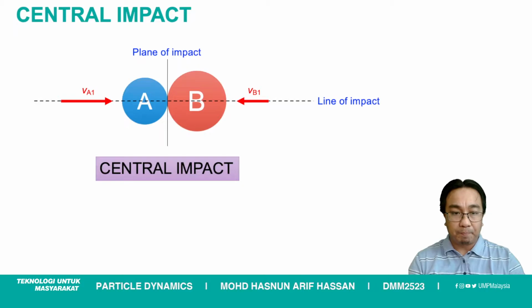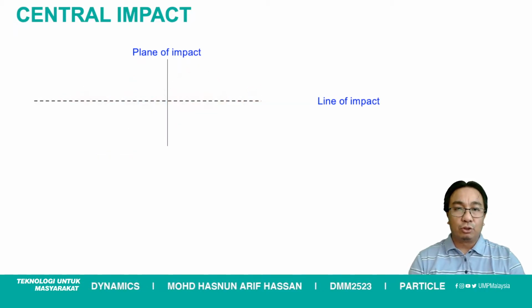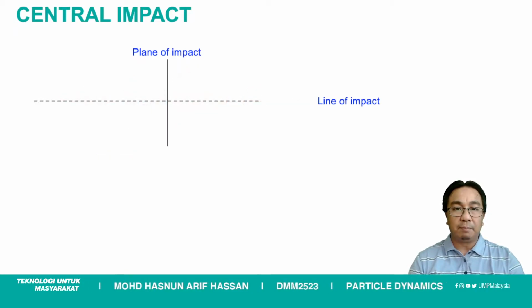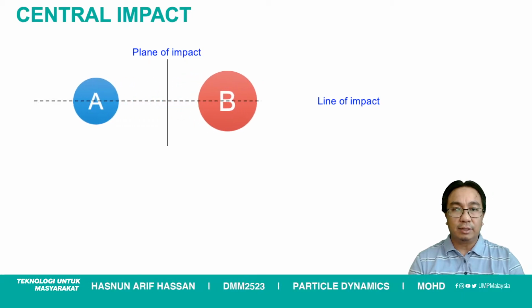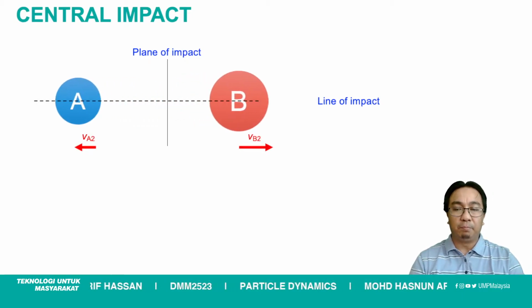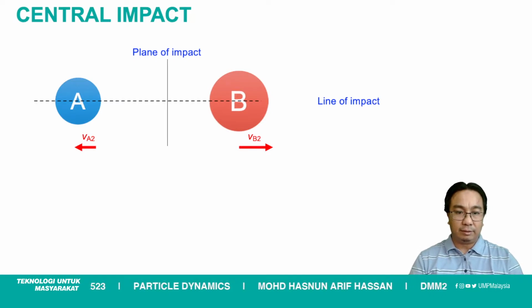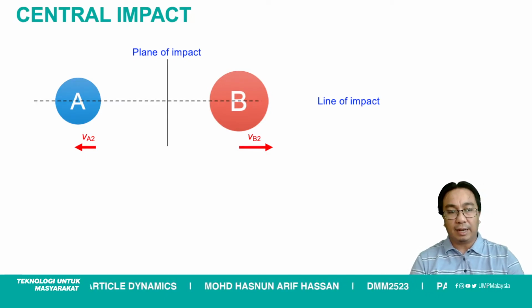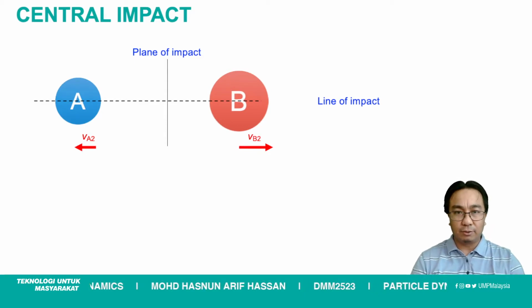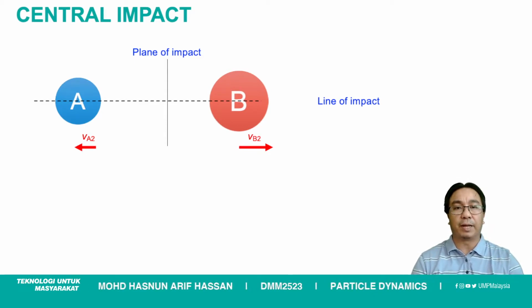Basically for central impact, after the collision, the bodies might rebound in the opposite direction as shown here. So this is again the central impact.